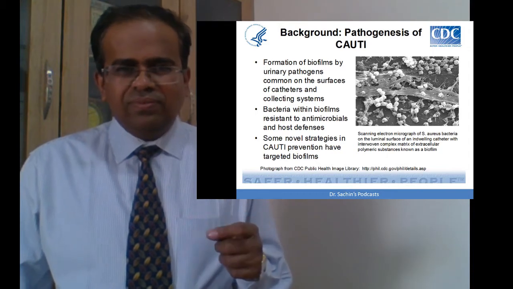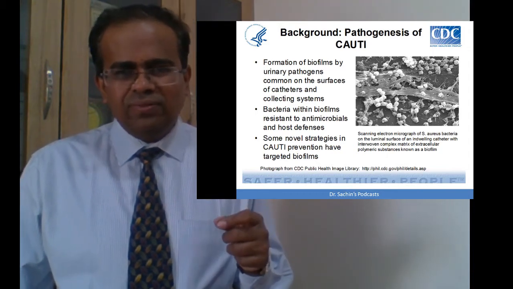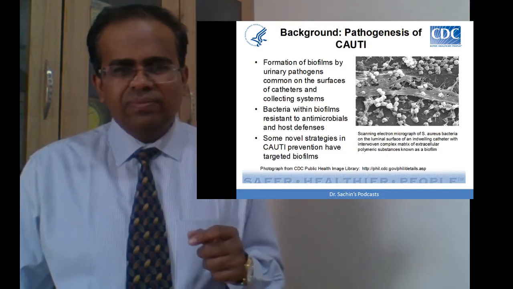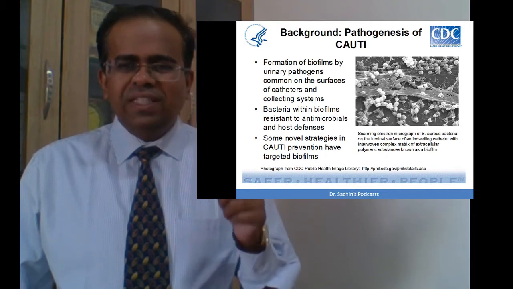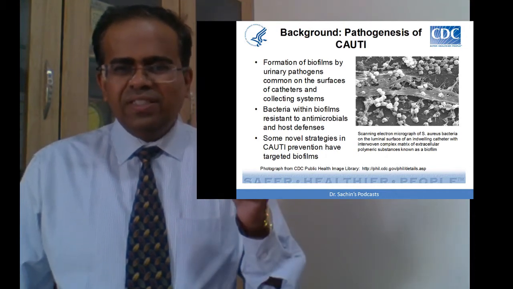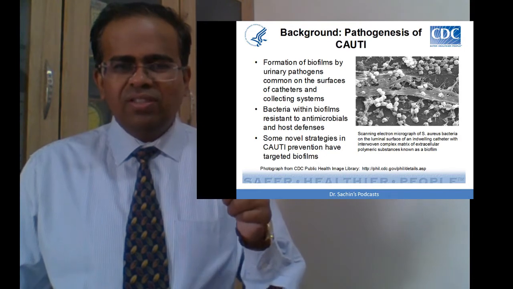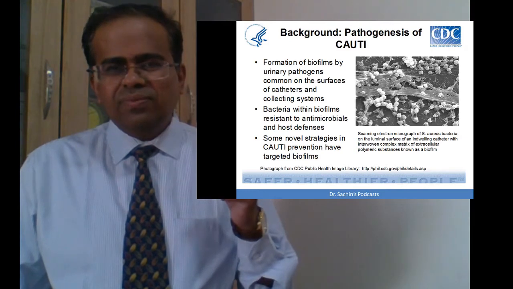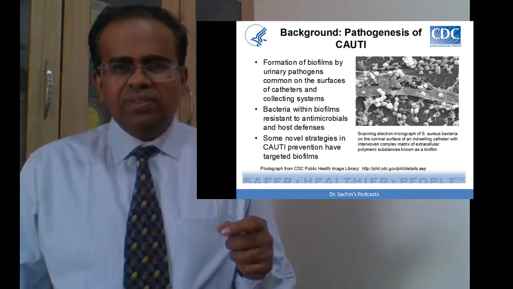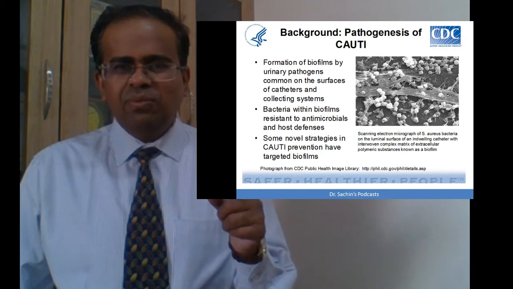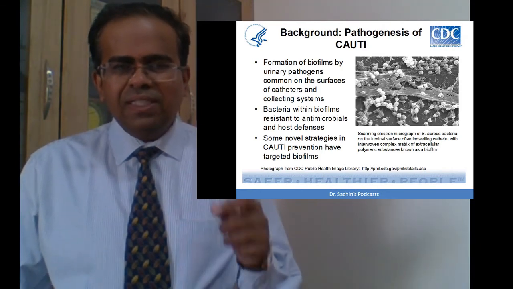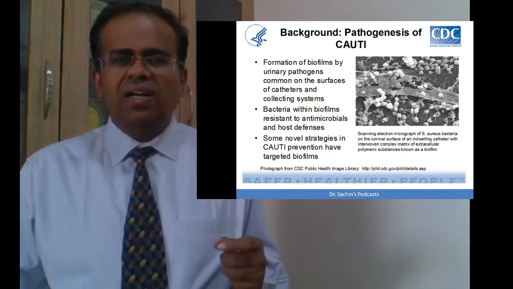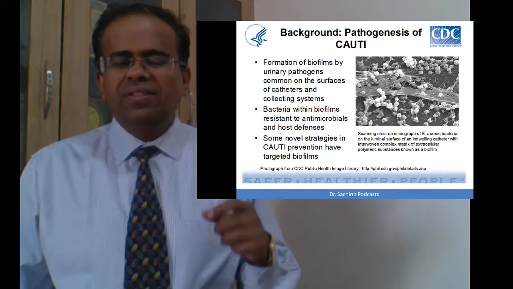In the picture, which is a scanning electron micrograph, the round spherical balls are Staphylococcus aureus bacteria. They are on the luminal surface of the indwelling catheter. And you can see the interwoven complex matrix of extracellular polymeric substances known as biofilm. So this is a picture of biofilm with Staph aureus bacteria in the form of balls. These biofilms are problematic in that the bacteria in them are resistant to antimicrobials and host defenses.